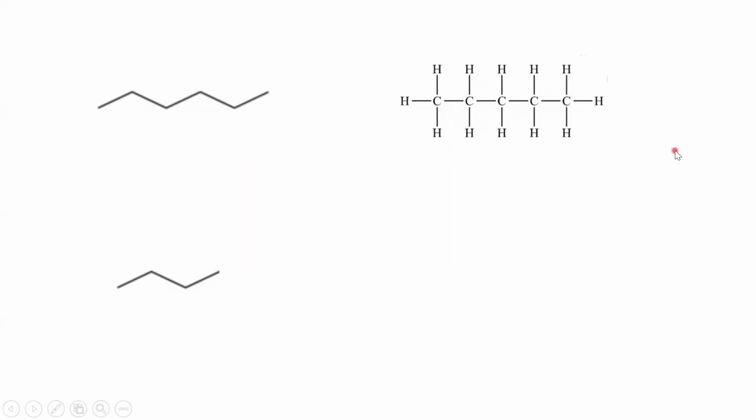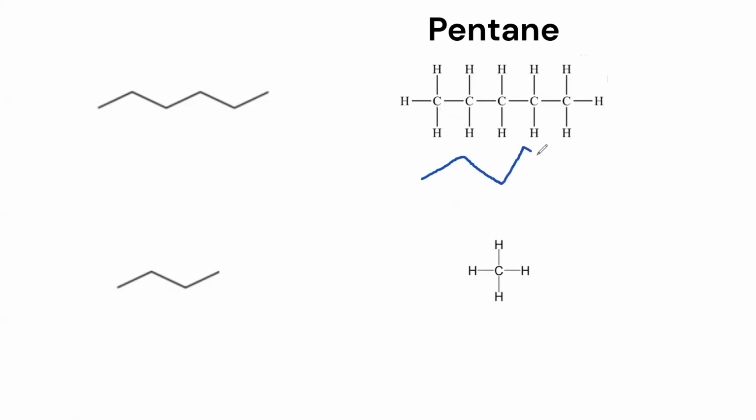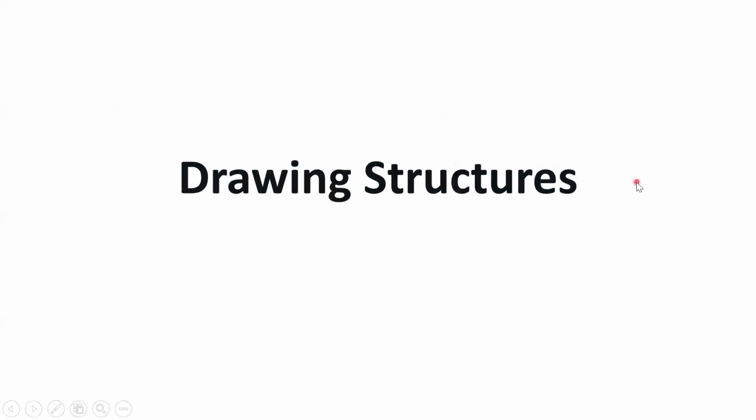Can you name this compound, guys? This is very simple. This also. This one is 1, 2, 3, 4, 5. 5 carbons means pentane. If you want to draw the skeleton structure of pentane, 1, 2, 3, 4, 5. This is 1 carbon. CH4, this is methane. How to draw the structure?